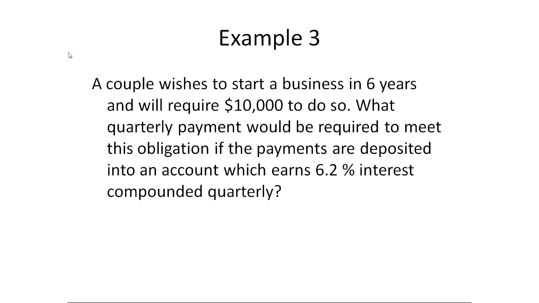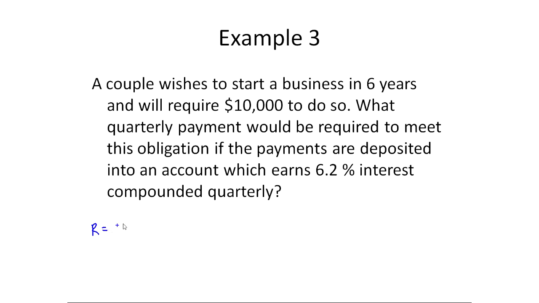I'll show you one quick example of how this works, and then I think you'll be quite familiar with how to work with this. So let's say a couple knows they're going to start a business in 6 years and they need $10,000. They want to know, okay, what do I need to put aside every quarter in order to have that amount in 6 years if I use an account that earns 6.2% compounded quarterly? So again, we have a future value in mind. That would be that A in the formula. We want to know what payments get there. That uses the sinking fund formula.